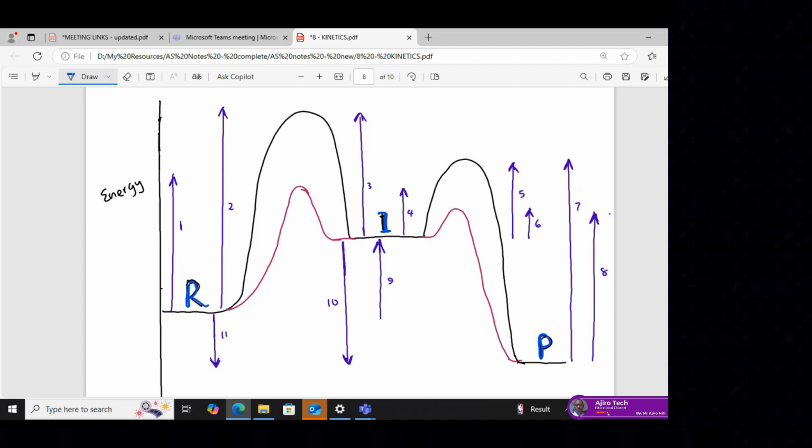Now, what about the second step? You are going from I to what? I to R, that's 4. Now you are talking.